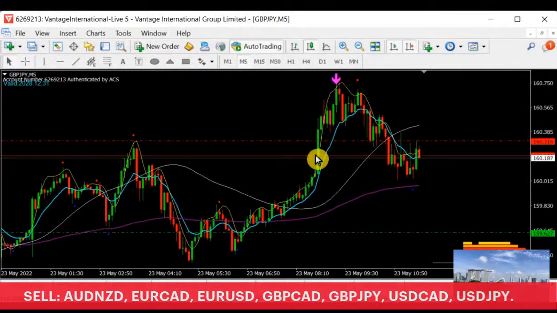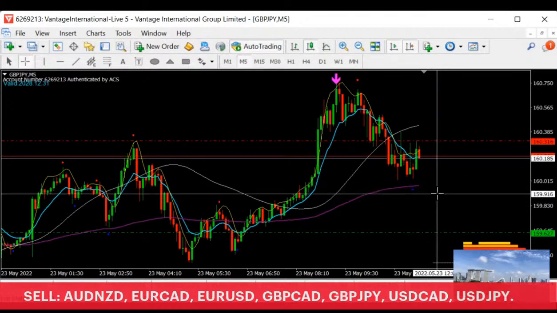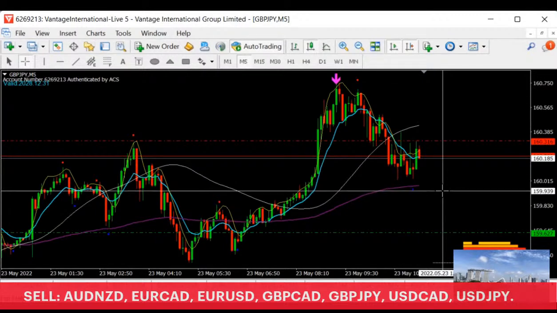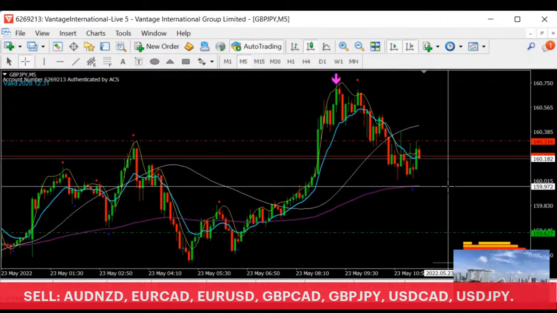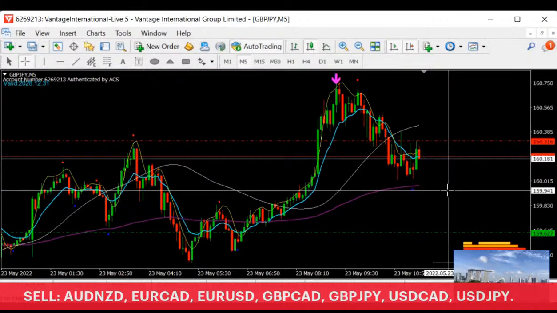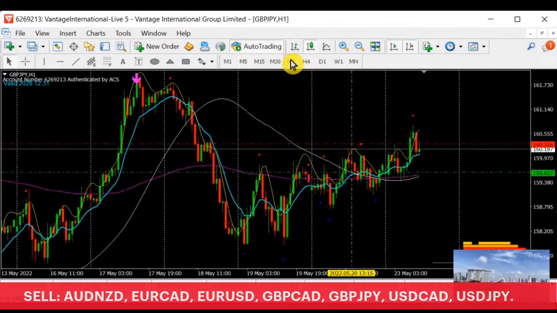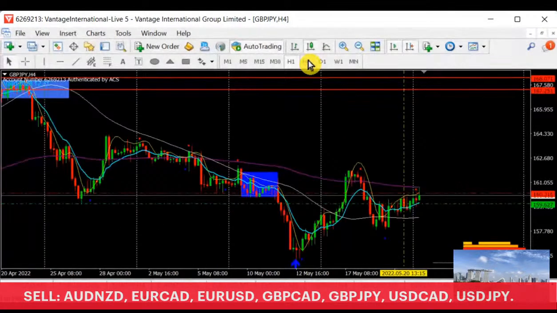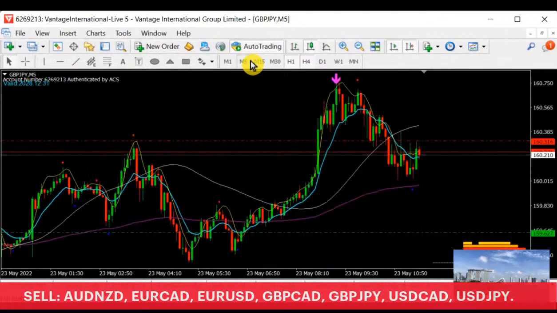Struggling there already now, right? Please take note of the price here, around 159.941, about here. Okay, 159. And this here, not yet. Still struggling there, huh?